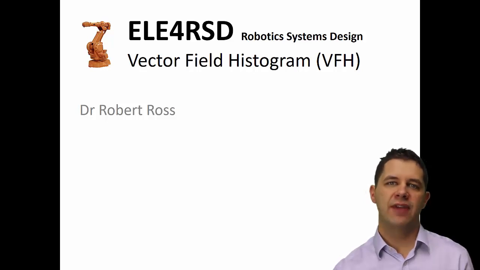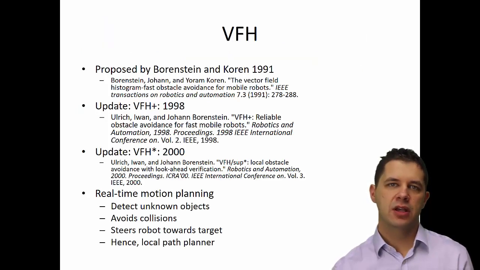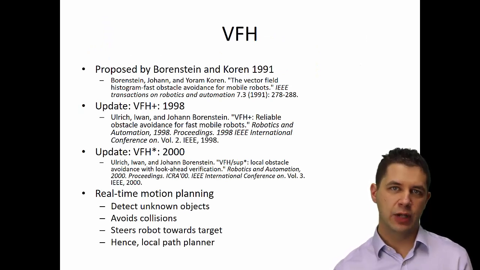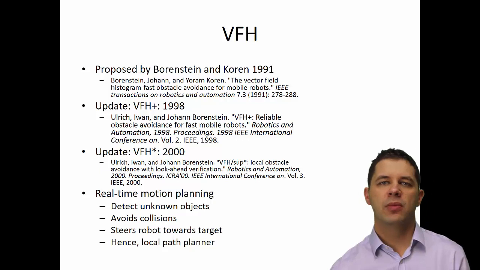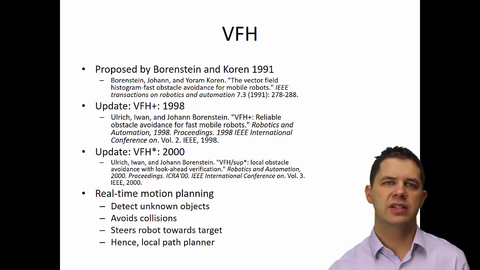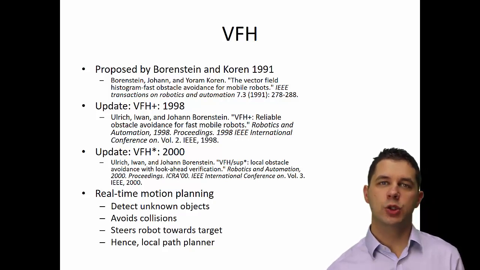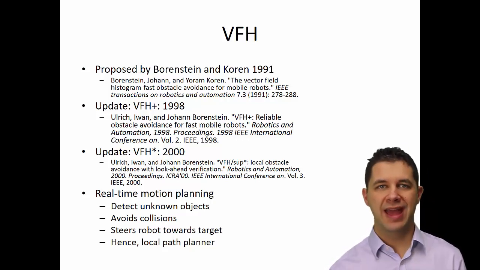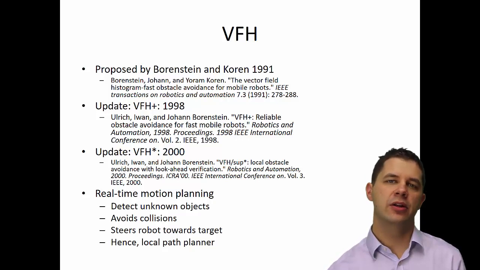In this video, we'll be looking at vector field histograms. The concept of vector field histograms came about in 1991 with Borenstein and Koren's paper. Before then, there were a number of other techniques available, like the virtual force field technique that we looked at previously. Their approach was really taking into account some of the kinematics of the robot, how it will actually move and navigate around, and how it can do this at a local level.